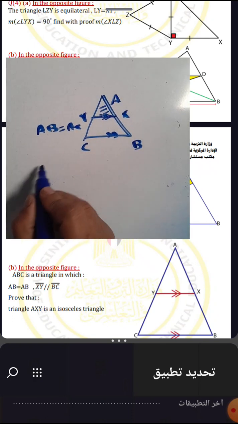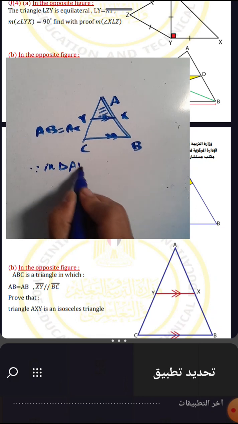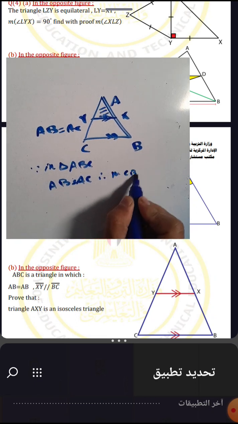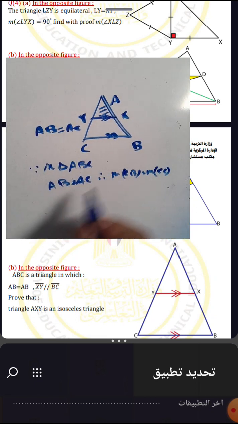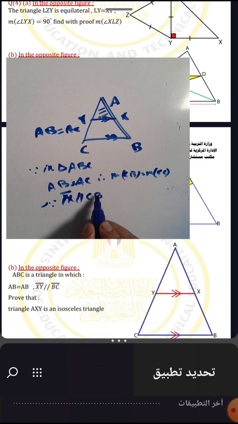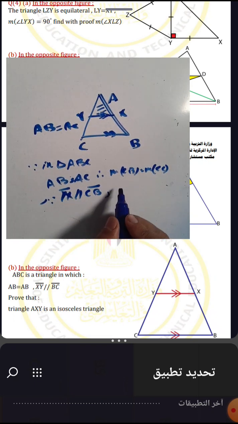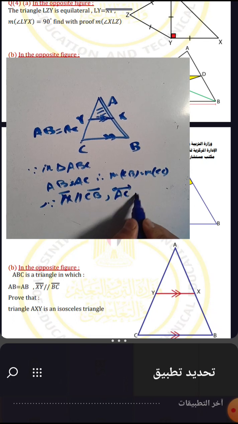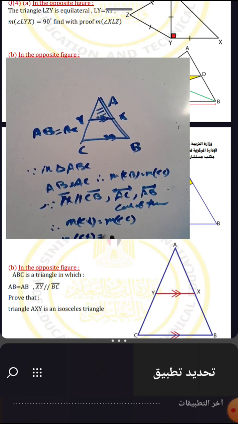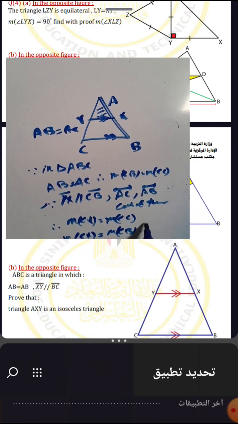First, we can write that in triangle ABC we have AB equal to AC. Then the measure of angle B equals the measure of angle C, and such that XY was parallel to CB, and we have straight line AC and straight line AB, transversals that cut them. Then the measure of angle Y will be equal to the measure of angle C, and the measure of angle X equals the measure of angle B. What do we call it? Corresponding angles.